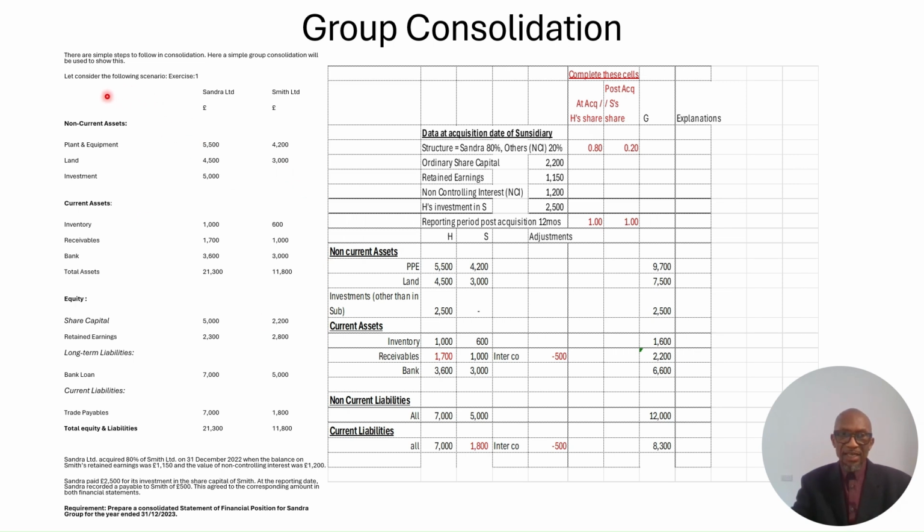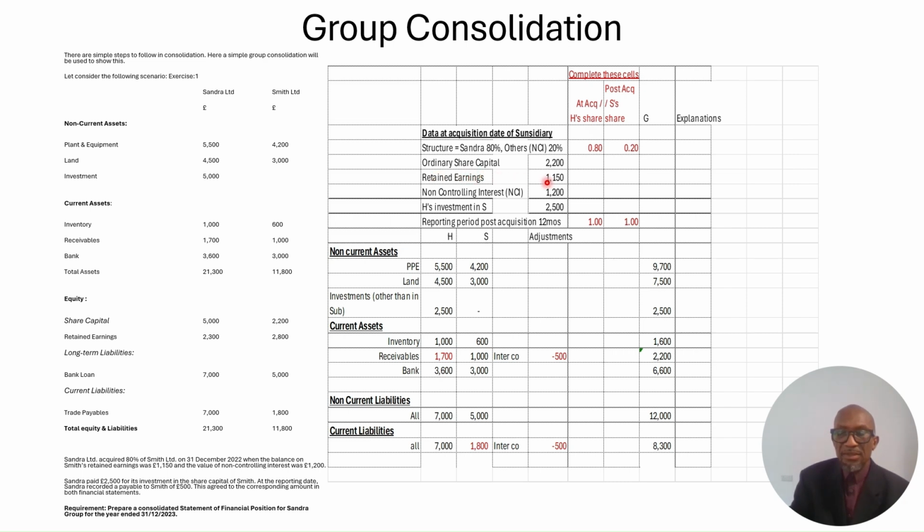This is a statement of financial position in a vertical format here. On the right hand side are the data I was hinting you to be aware of: data at acquisition date of Smiths Limited. First of all, make sure you have the structure which you need to prepare the group account. Sandra acquired 80%, leaving 20% to minority shareholders, which we call NCI.